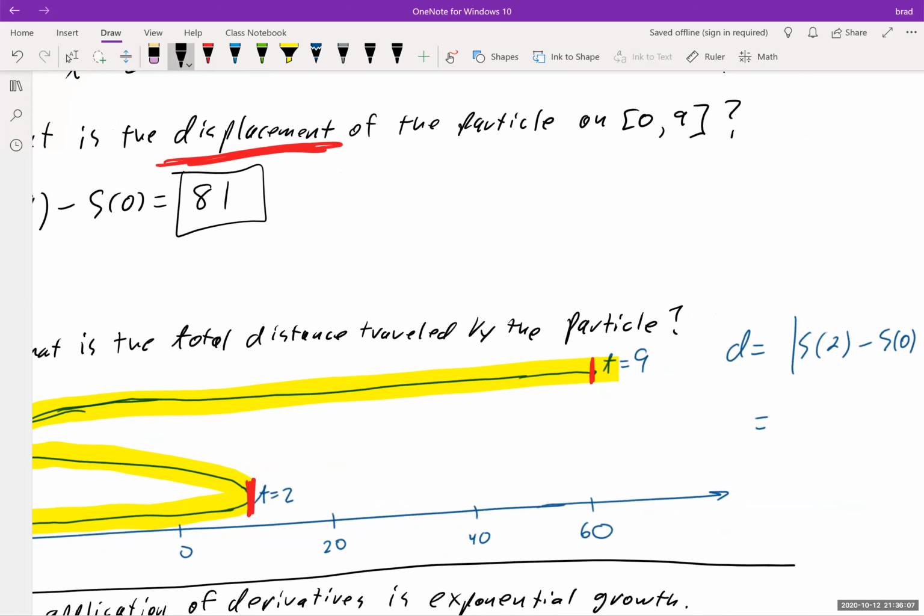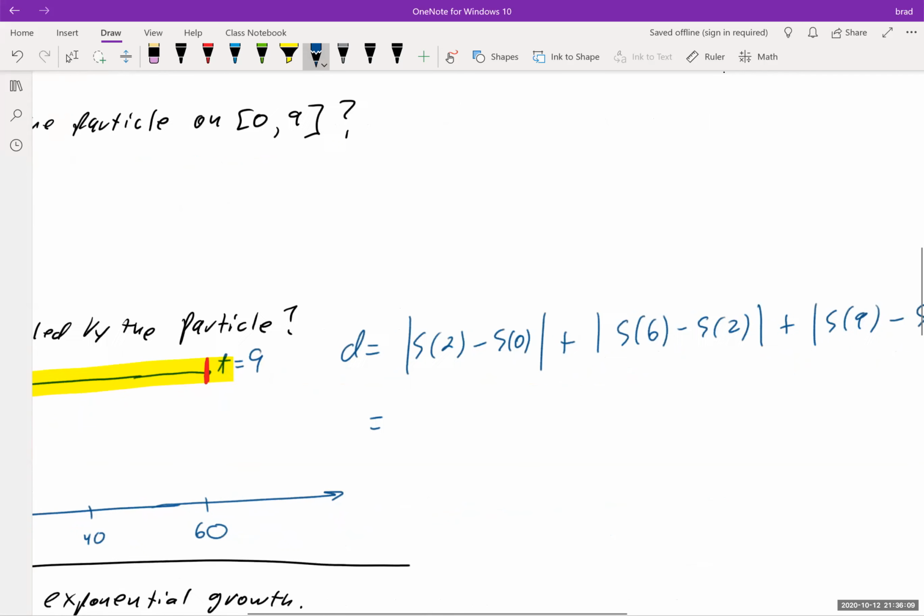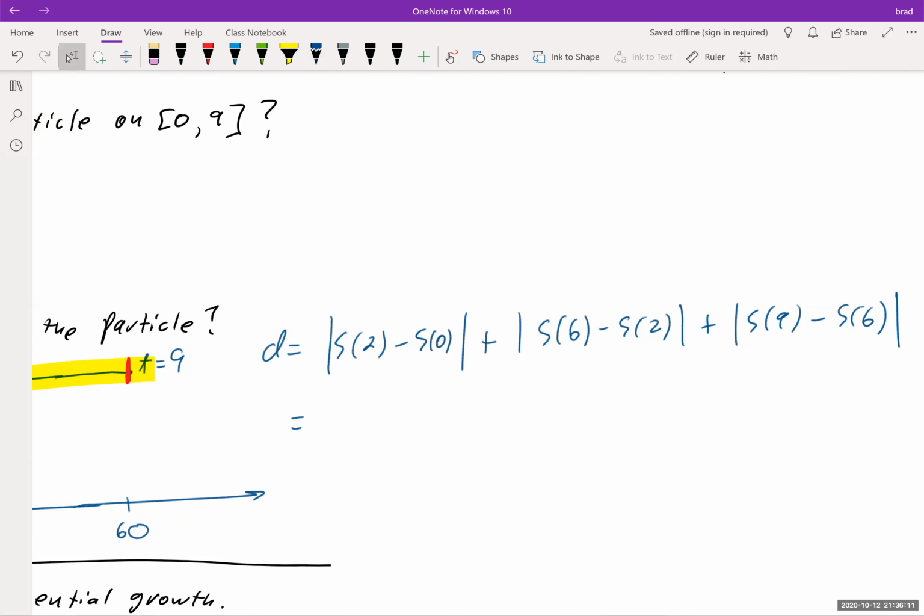So if you plug all this into your calculator, I'm assuming you can figure that out. Maybe you want to pause the video and see if you get it right, but you should get 145 when all is said and done. It's just a calculator question at this point.